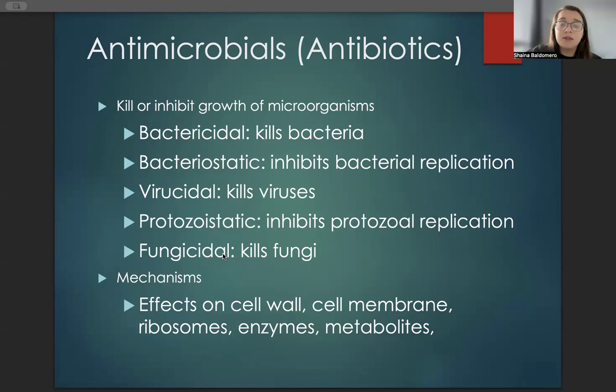Then we have virucidal, which will kill viruses. There's also virostatic that helps inhibit the replication as well. There's protostatic, which is inhibiting protozoal replication, which is going to be important later when we start to talk about parasites. So if we have a parasitic infection, specifically with internal parasites, we will usually want to use an antibiotic as well as an antiparasitic to treat any infection, because usually they will get some type of an infection from that.